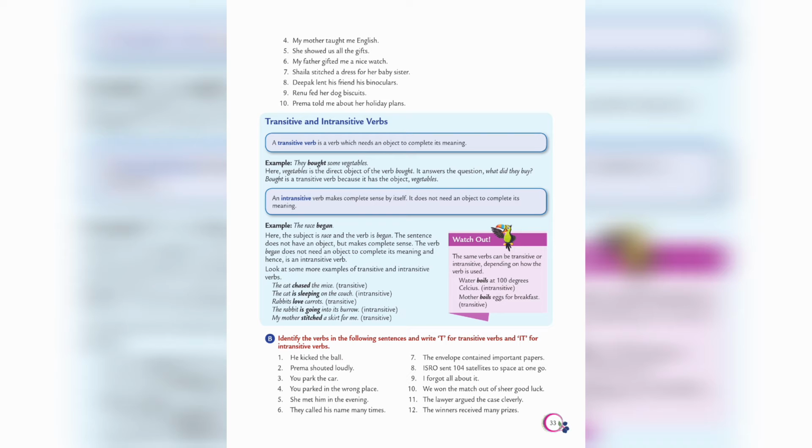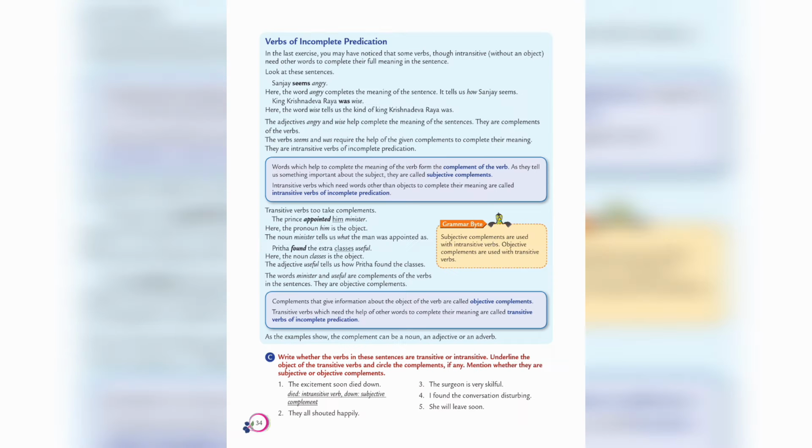Transitive. Verbs of incomplete predication. In the last exercise, you may have noticed that some verbs, though intransitive without an object, need other words to complete their full meaning in the sentence. Look at these sentences. Sanjay seems angry. Here, the word angry completes the meaning of the sentence. It tells us how Sanjay seems.